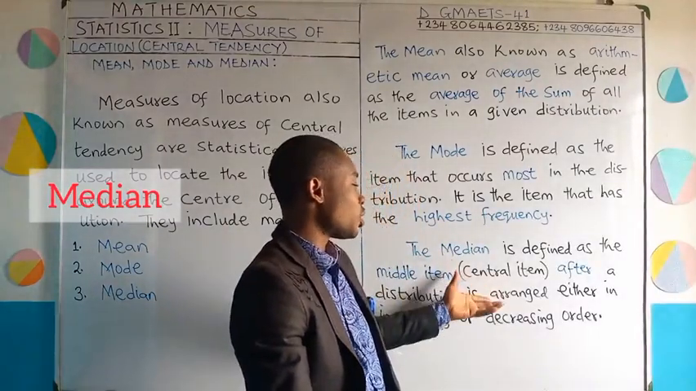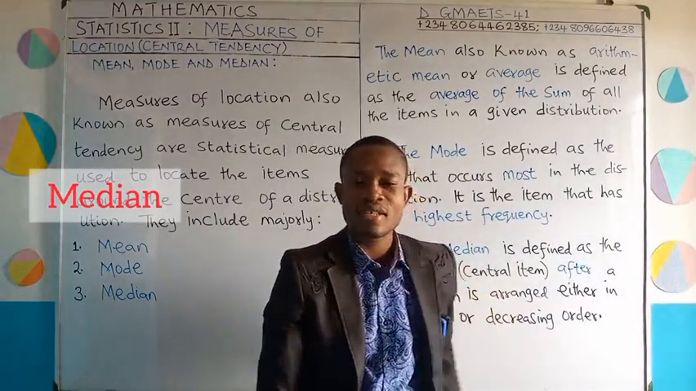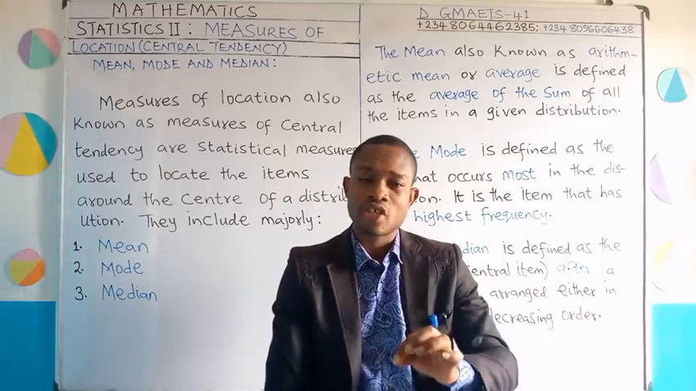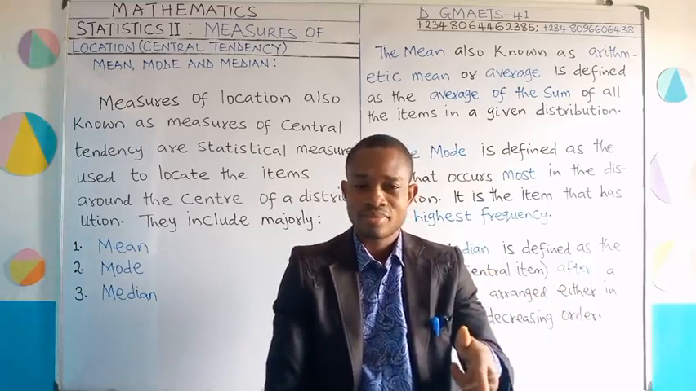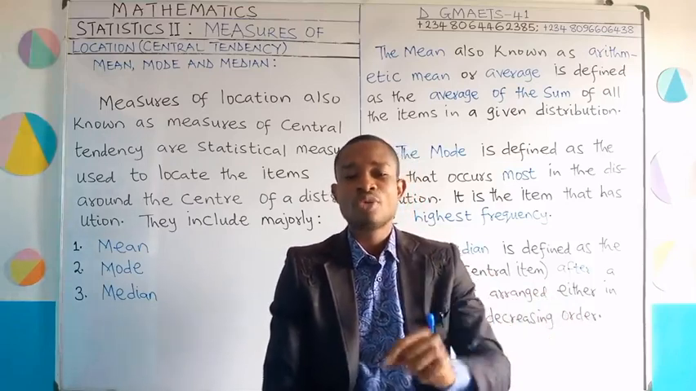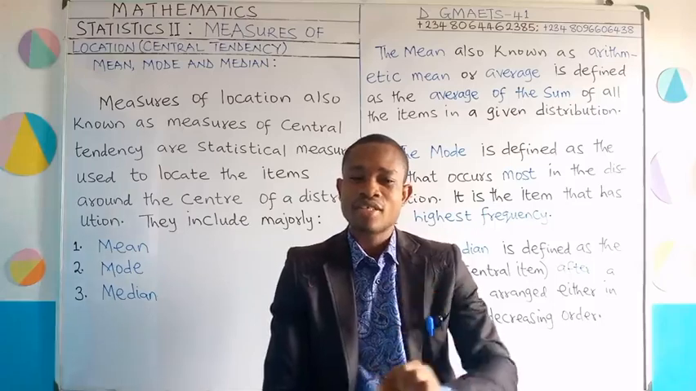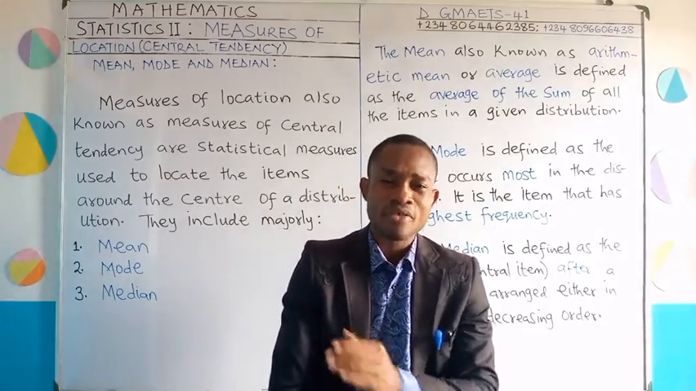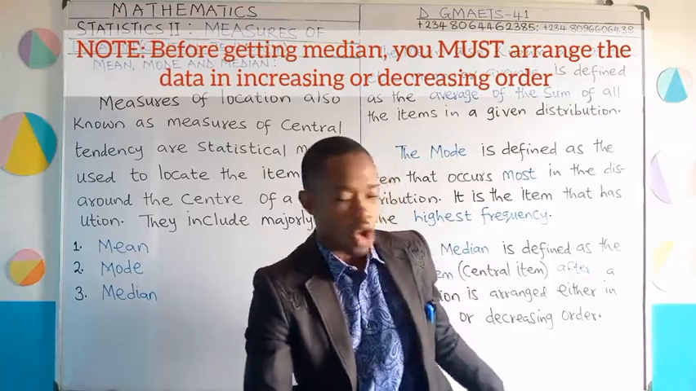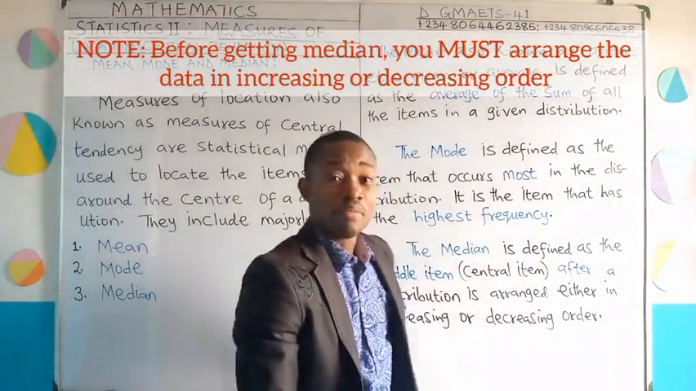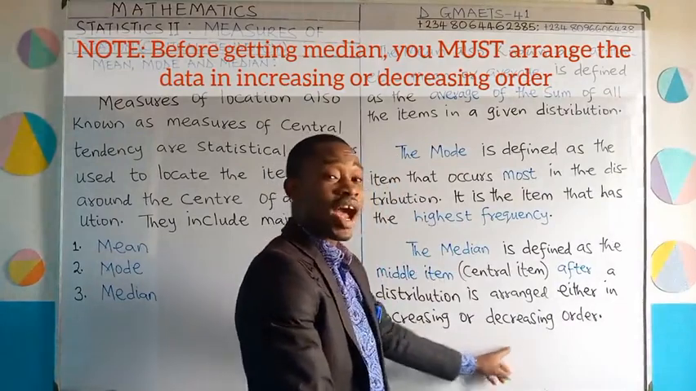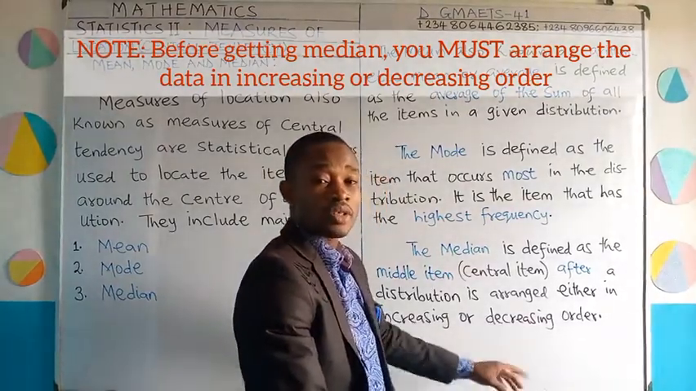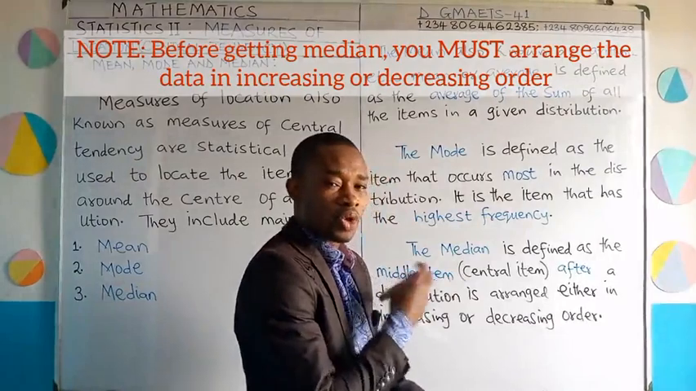We have the definition here on the board. The median is defined as the middle item. That is the central item. Central means the item in the middle of a distribution. But before you would get that item that is in the middle of a distribution, you first have to arrange that distribution either in increasing or decreasing order. You must arrange the distribution, the items, the data. You must arrange them in increasing or what? Decreasing order. Very important.